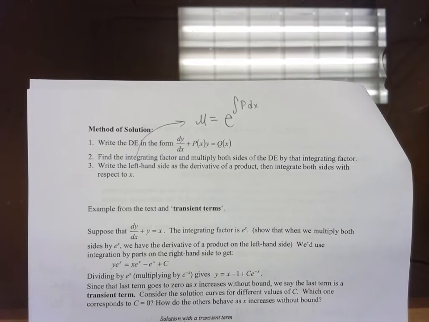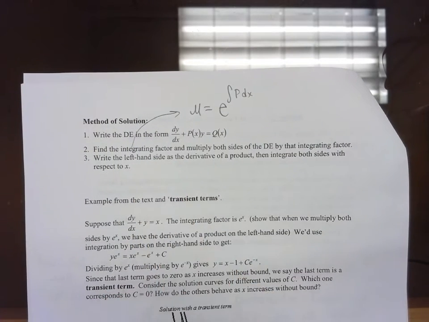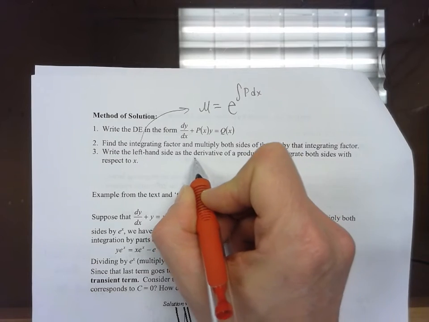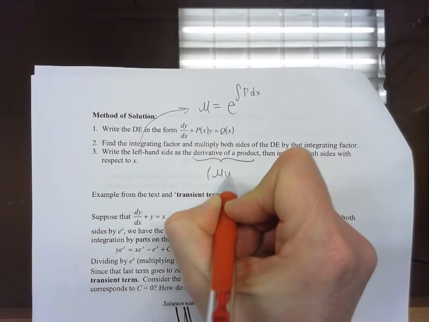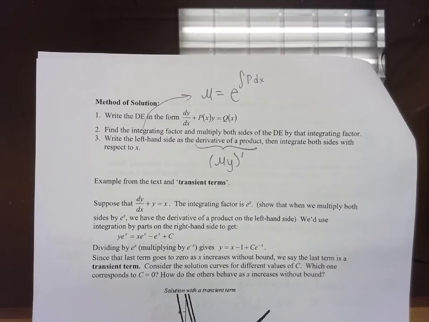And again, we don't need the constant of integration when we do that antiderivative. Once you find the integrating factor, multiply both sides of the differential equation by it. Then the left-hand side should be the derivative of a product, and it should always be the derivative of mu times y. Then you just integrate both sides, because the antiderivative of a derivative cancels out, and you'll just get mu times y, and then you'll be able to solve for y. Okay, so it says the example that the text did and the discussion of transient terms.